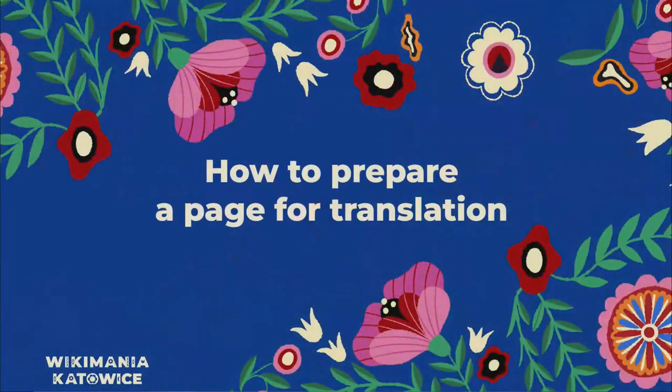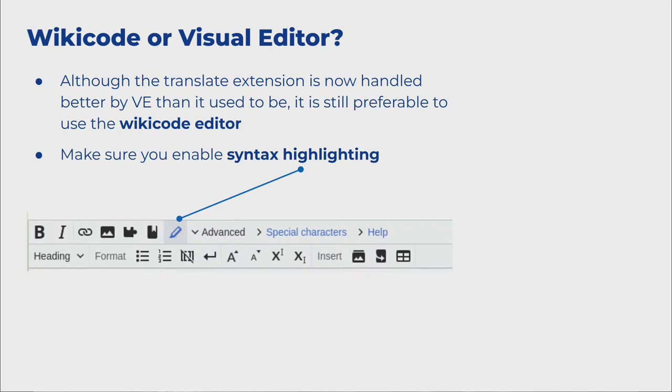All right, so now let's go into the technical aspects of it. How do we actually prepare a page for translation? So as I was saying, I'm going to talk only about the desktop interface here, and we're also going to use mostly the wiki code. The translate extension is now handled by the visual editor a little bit better than it used to, but I'm still not sure how to actually edit and do the things that we need to do through the visual editor. So we're going to have to use the wiki code.